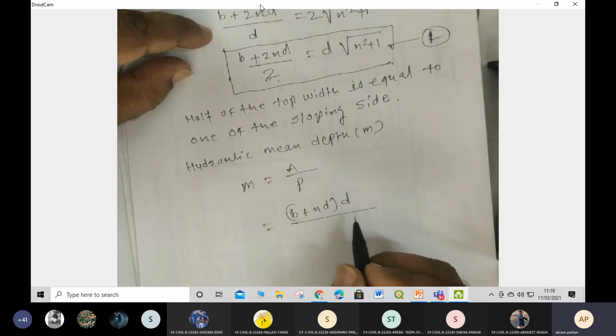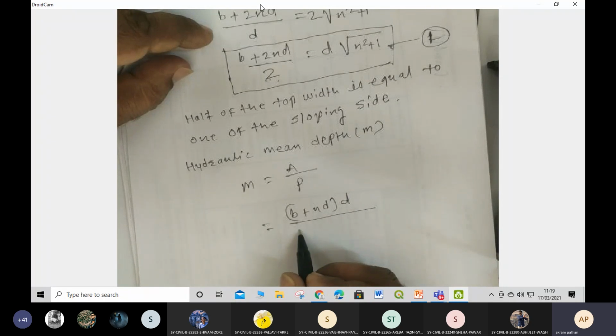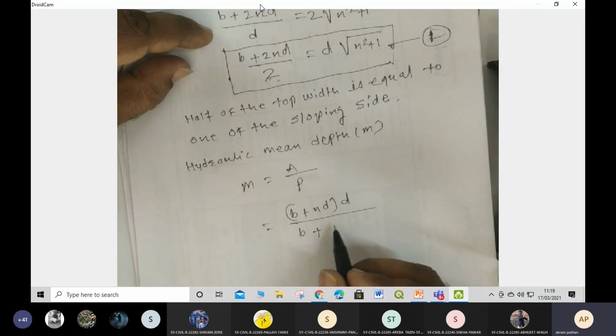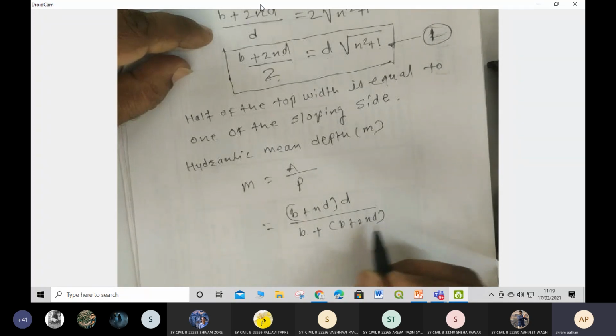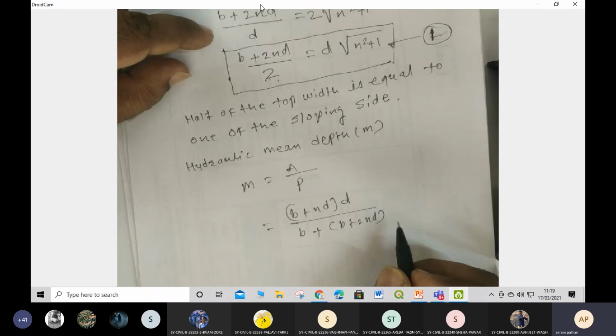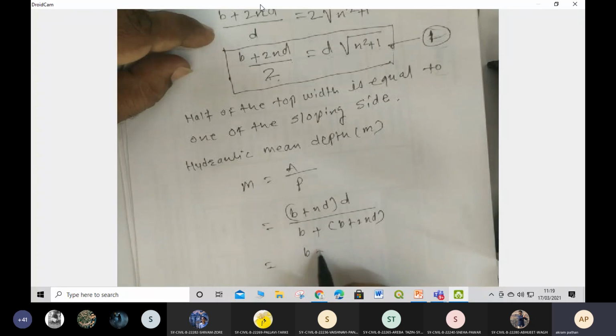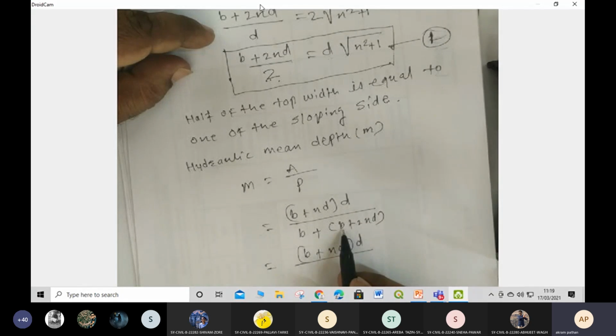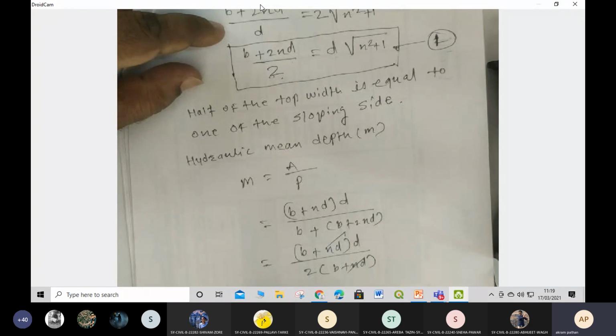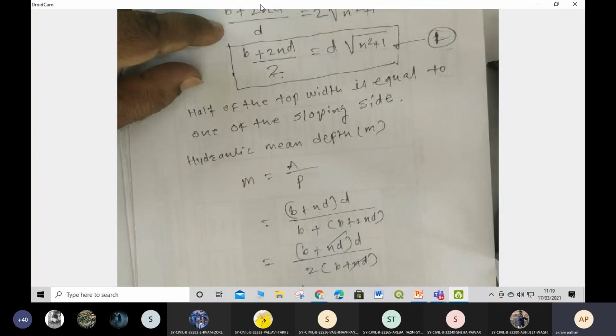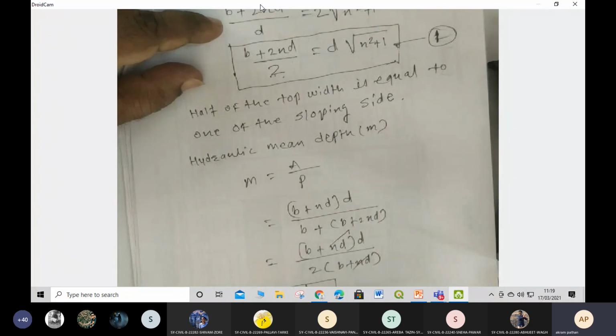And what is the value of this perimeter? Perimeter is B plus, in bracket, (B plus 2nD), we have calculated earlier. So 2B plus 2nD is equal to 2 times (B plus nD). So (B plus nD) into D divided by 2 times (B plus nD). So this will get cancelled, (B plus nD), (B plus nD), then I will get D by 2. So M is equal to D by 2.